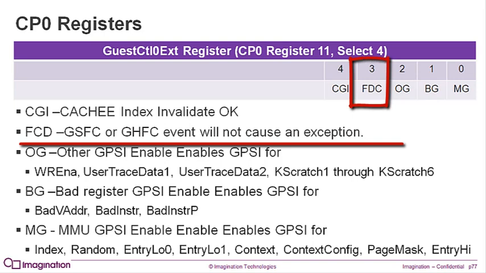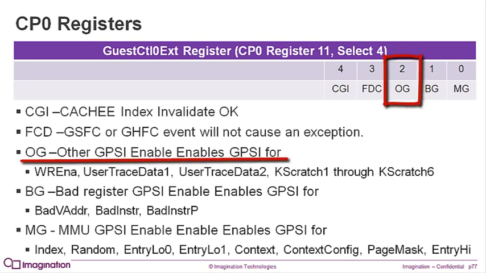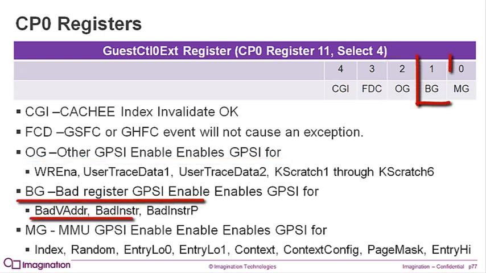FCD disables guest software hardware field change exceptions. OG adds the guest CP0 registers user local, WRENA, user trace data 1, user trace data 2, K-scratch 1 through K-scratch 6 to a list of registers that will cause a guest privilege sensitive instruction exception.